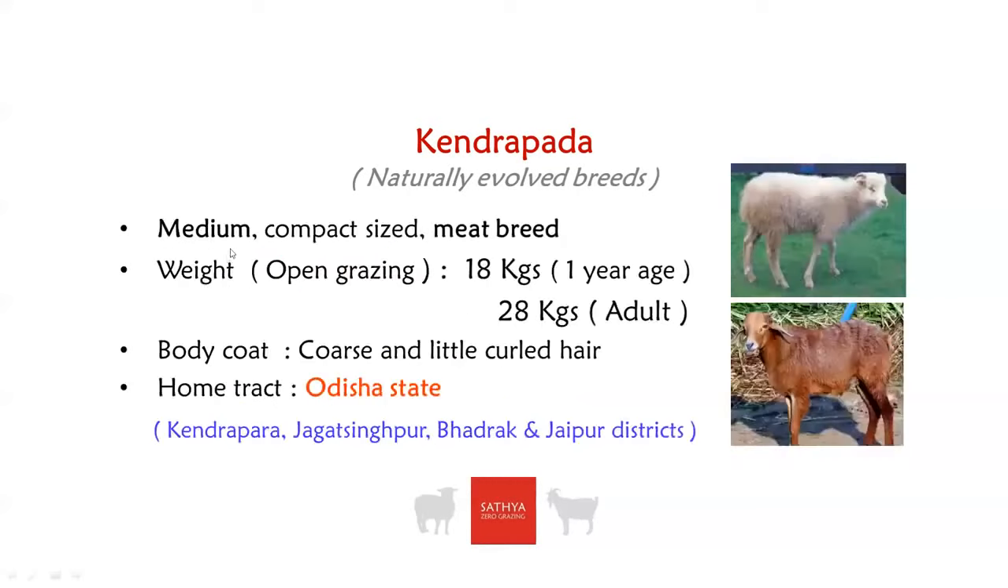It is also a medium-sized, compact-sized meat breed. In the open grazing system, the maximum body weight in adults is 28 kgs. The body coat of Kendrapada has coarse and slightly curled hair. Its home tract is Odisha state. It is a recognized meat breed of Odisha state.